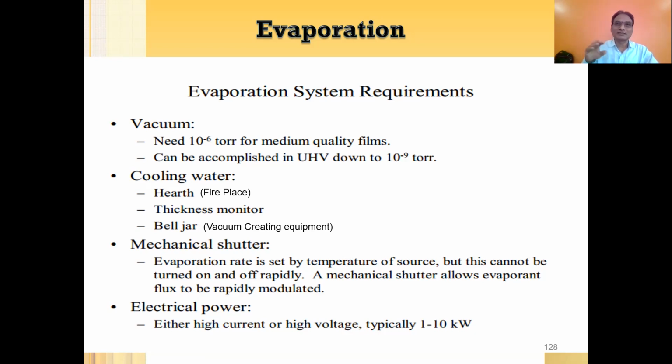Like you can start evaporation or you can stop evaporation, that kind of on and off is not at all feasible, and therefore you can have the mechanical shutter in between. Once it is open, evaporant will reach the substrate. Once it is closed, evaporant is not going to reach the substrate. And then we need electrical power, either high current or high voltage, typically 1 to 10 kilowatt power.